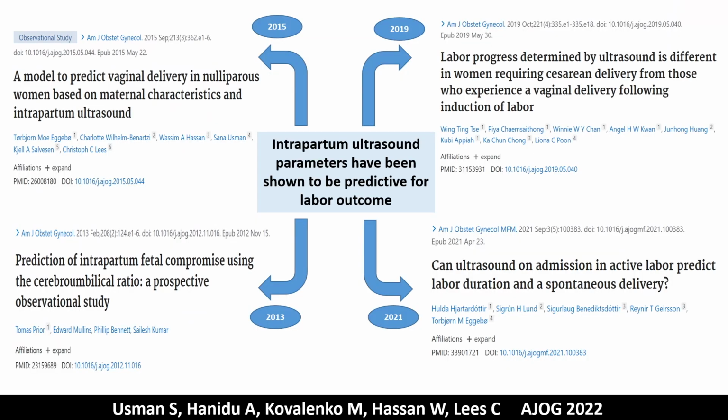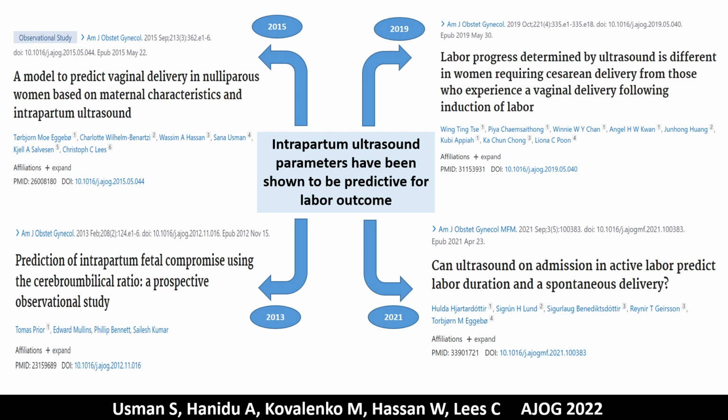Intrapartum ultrasound parameters have been shown to be predictive for labor outcome. In 2013, a prospective observational study performed in London included 400 singleton women at term who were recruited before established labor. Fetal biometry and Doppler resistance indices were measured. Fetal Doppler assessment of the ratio between cerebral and umbilical Doppler has been suggested. It concluded that a low Doppler ratio may be able to predict intrapartum caesarean deliveries for fetal distress in nulliparous women just prior to delivery.